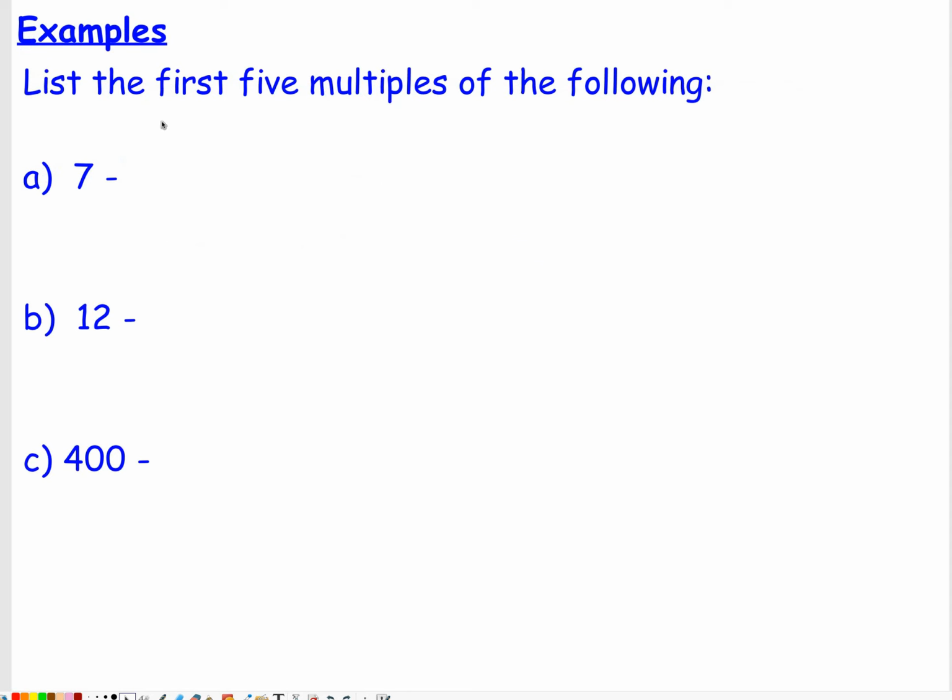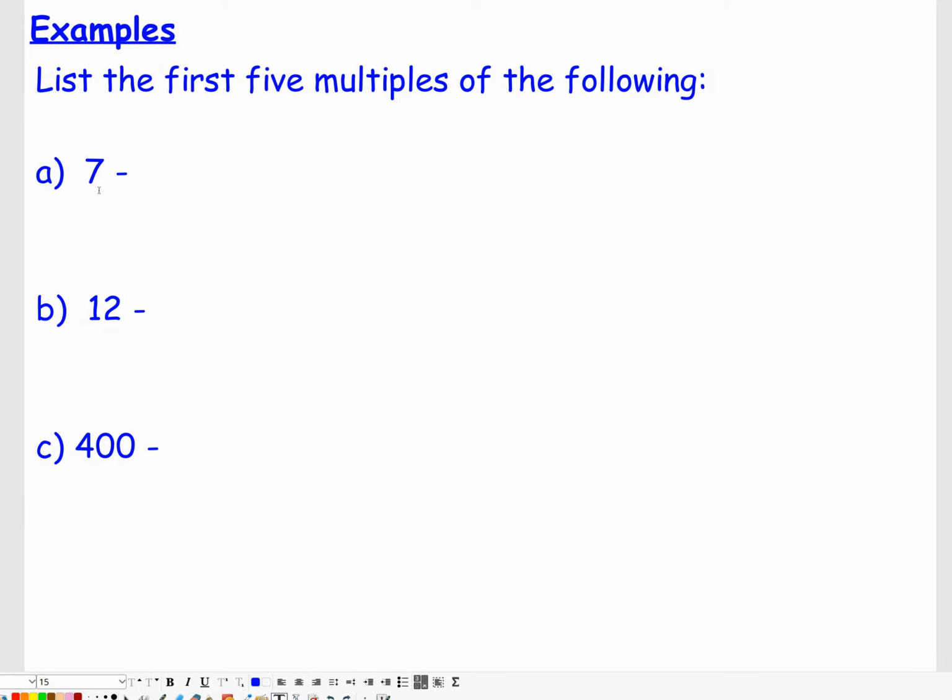So, some examples then. List the first 5 multiples of the following. So the first 5 multiples of 7. Well, the first multiple of 7 is just the number itself, 7. The second multiple of 7, 7 times 2, is 14. Third multiple, 7 times 3 is 21. Fourth multiple, 7 times 4 is 28. And the fifth multiple, 7 times 5 is 35.